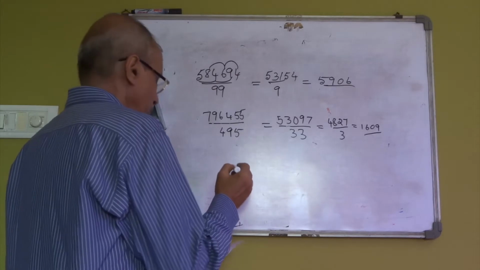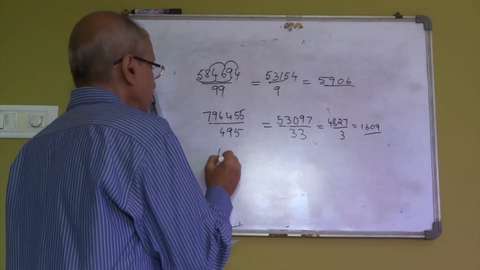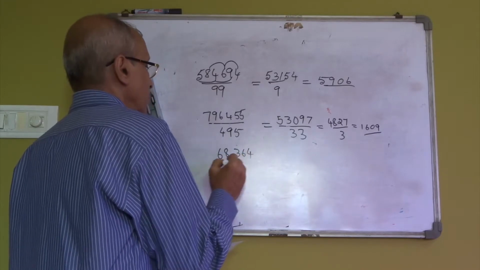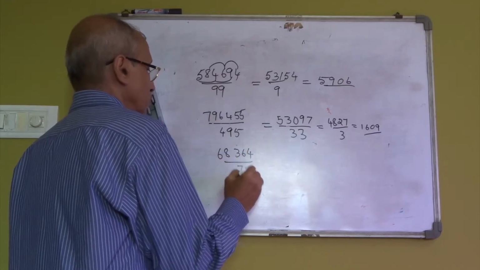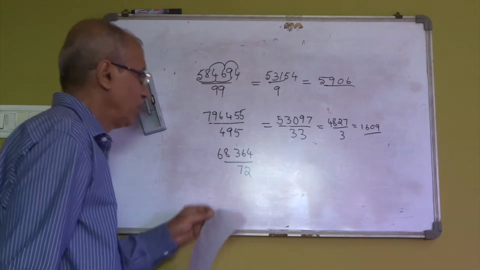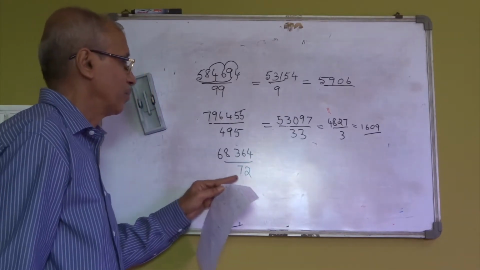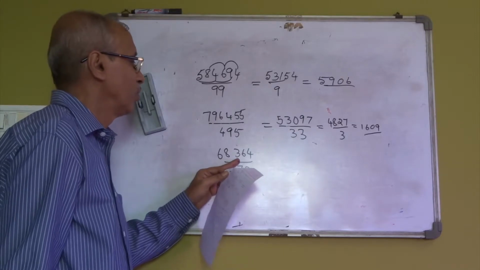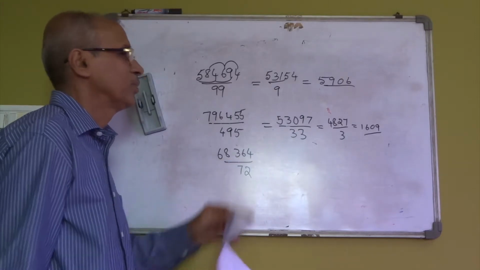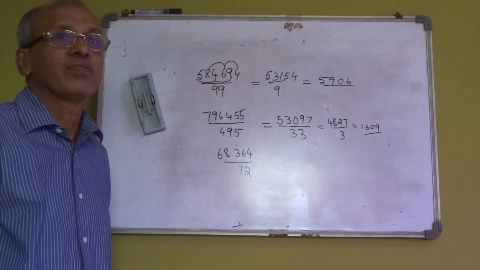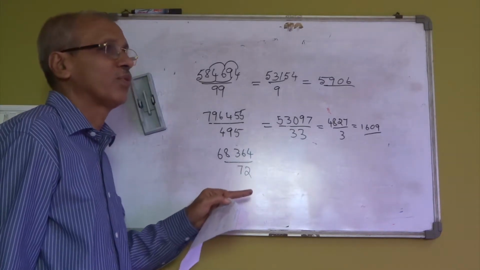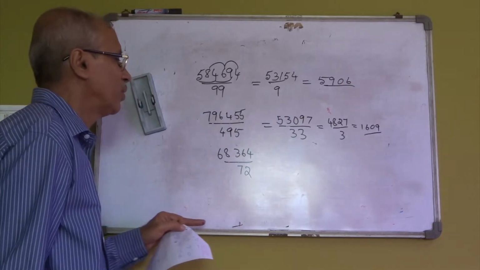Let us take one more. Denominator is a factor of 9 and 8. Numerator: 6 plus 8, 14, 14, 17, 23, 27. It is also a factor of 9, and the number is ending with 64, also a factor of 4. So we will divide by 12.